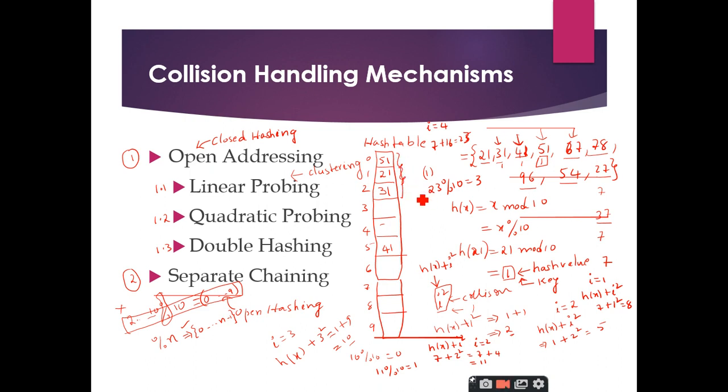So you can observe here that there is a cluster of 3 elements, right? But this cannot be considered as a disadvantage in quadratic probing. Why? Because if you take the hash table size as a large hash table size, then such type of problems can be avoided. Is it clear? Yes, sir. This is how the quadratic probing works.